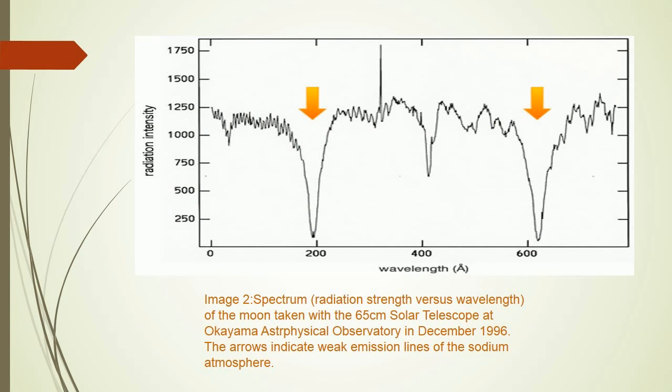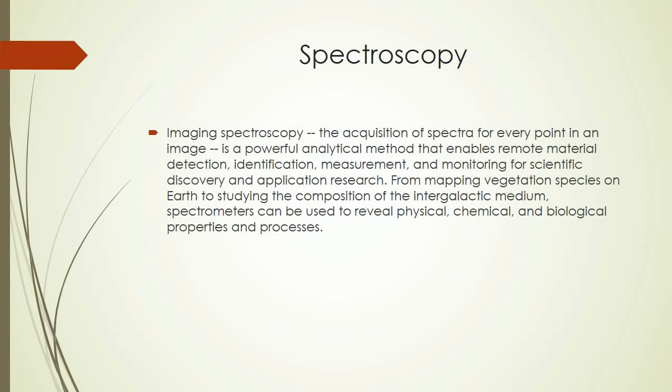Spectrum of the Moon taken with the 65 cm solar telescope at Okayama Astrophysical Observatory in December 1996. The arrows indicate weak emission lines of the sodium atmosphere. Spectroscopy. Imaging spectroscopy, the acquisition of spectra for every point in an image, is a powerful analytical method that enables remote material detection, identification, measurement, and monitoring for scientific discovery and application research.